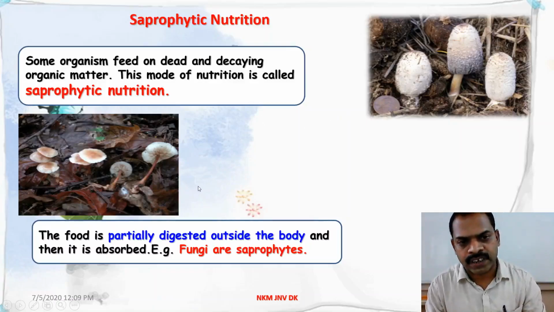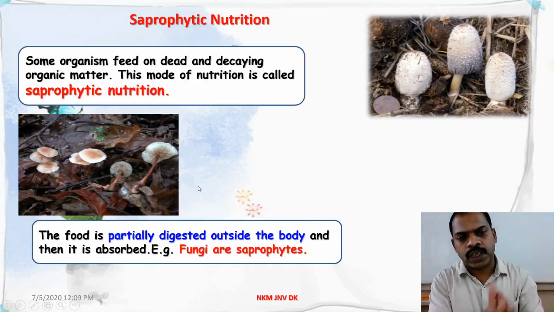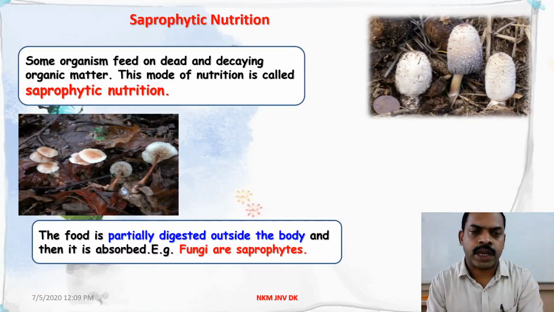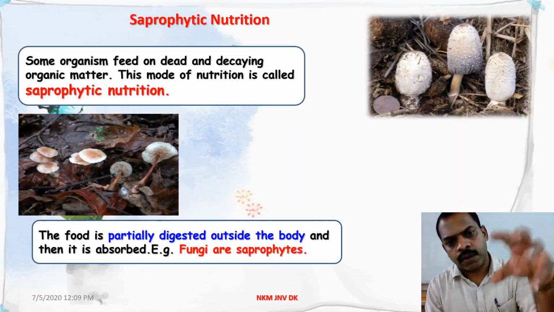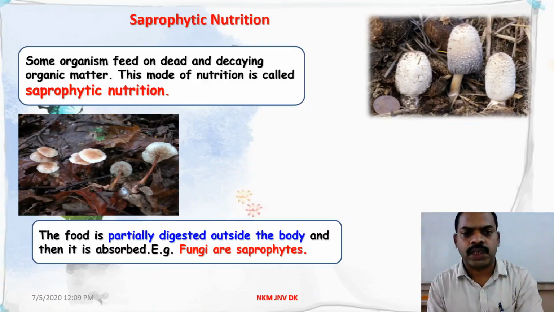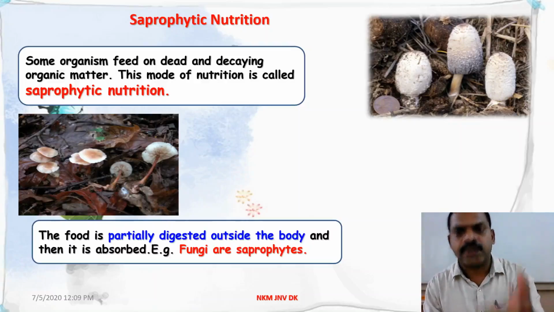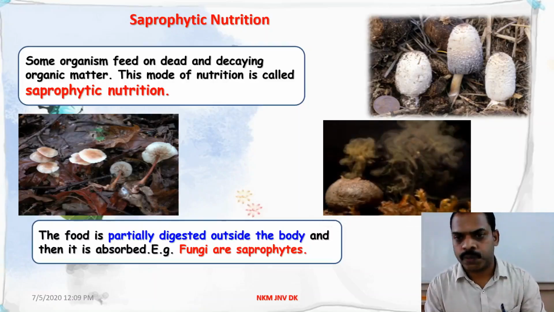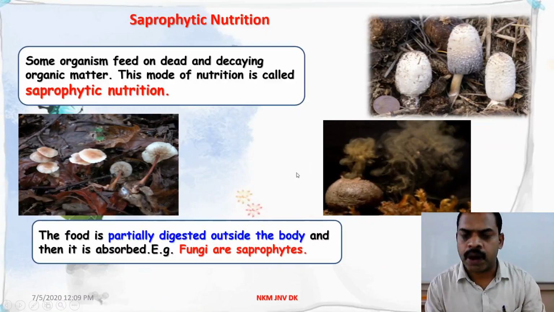How do they get nutrients? They use their enzymes to partially digest the organic matter. That organic matter is decayed or decomposed by the enzymatic activity of these fungi or bacteria. Then they take in those nutrients. Examples are different types of fungi or mushrooms. Here you can see the puffball type of mushroom, and when water falls on them, they produce their spores.